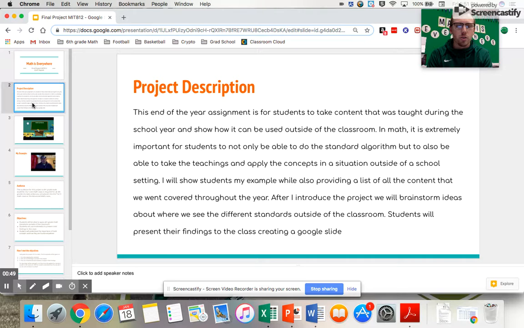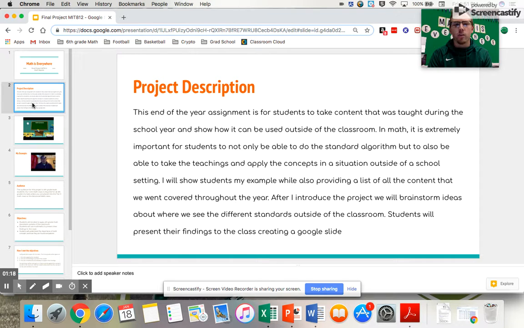I will show my students my example while also providing a list of all the content that we covered throughout the year. After I introduce this project, we will brainstorm ideas about where we see the different standards outside of the classroom, and then they will present their findings to the class while creating a Google slide or some other presentation application.